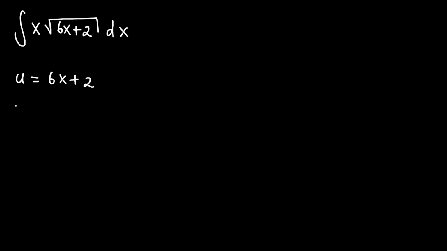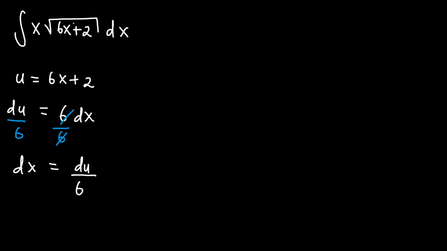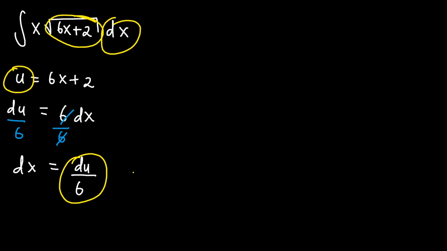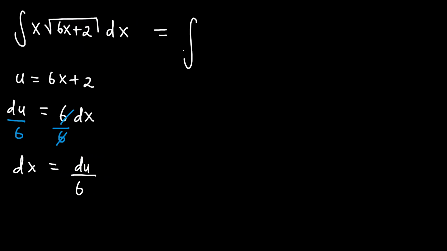And if we differentiate this, du will be equal to the derivative of 6x plus 2, which is 6, times dx. And dividing through by 6, we shall have dx equaling to du divided by 6. And now we shall replace dx with du divided by 6, and then replace 6x plus 2 with u. So this will be equal to the integral of x times the square root of u and then times dx, which is du, divided by 6.